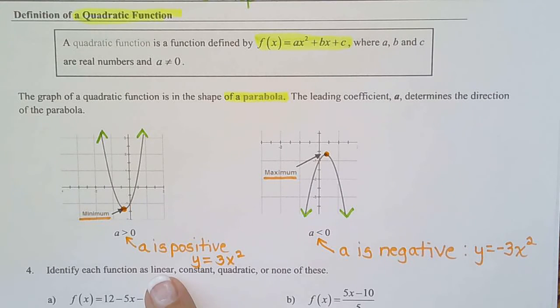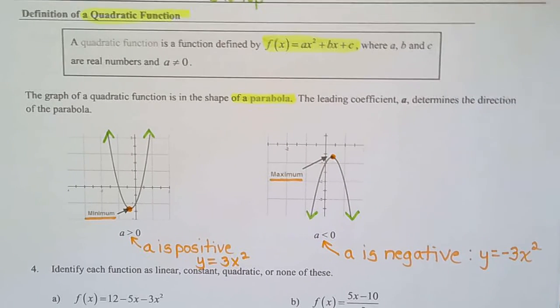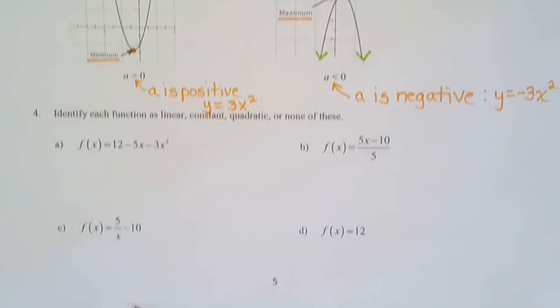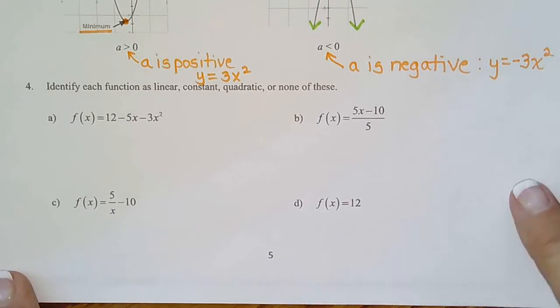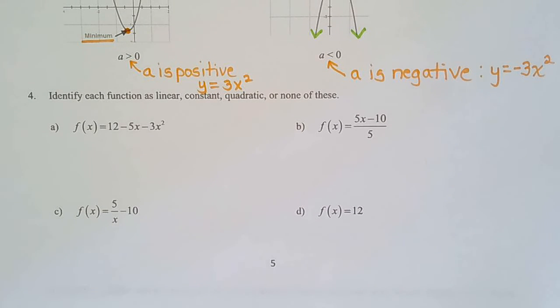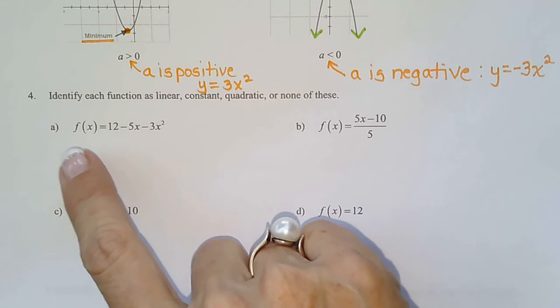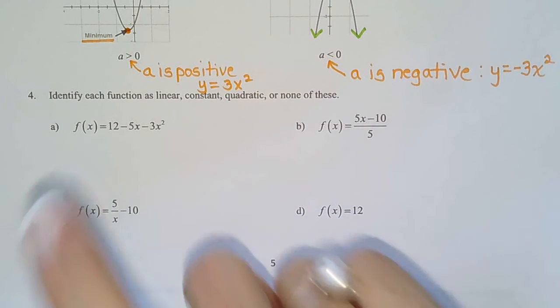So that's called the constant. So we know what a linear function is. We know what a constant function is. We just learned what a quadratic function is. So what we're going to do here is go through these 4 and identify which is which. So I'm going to let you try it first. So just go through and write either linear, constant, quadratic, or none.